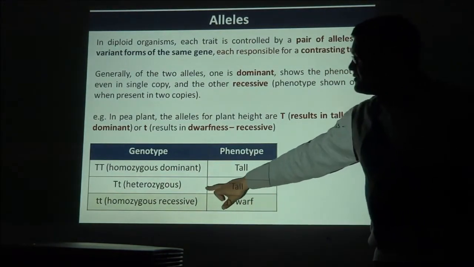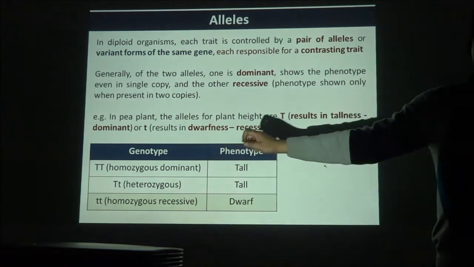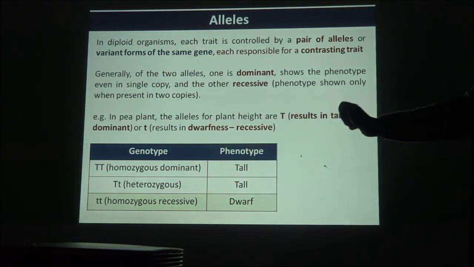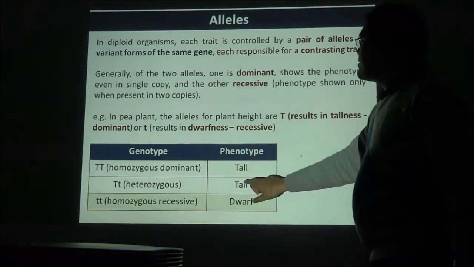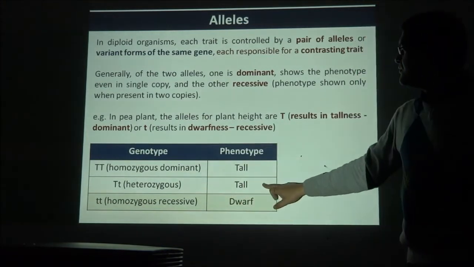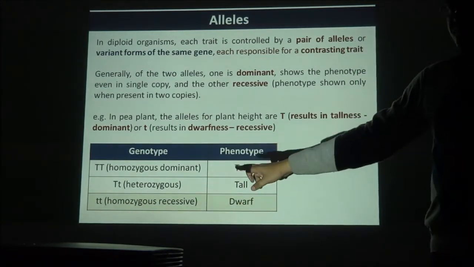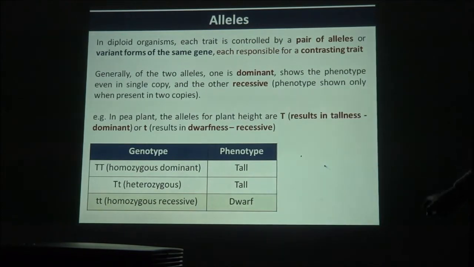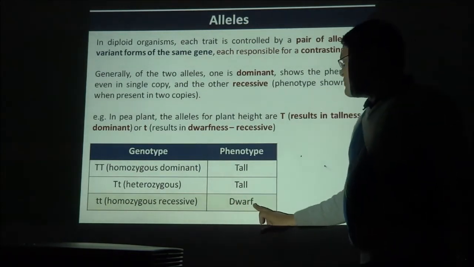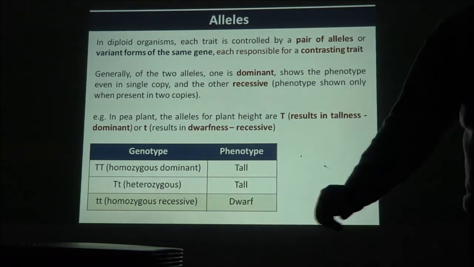This is the heterozygous individual, where one is the dominant allele and the other copy is the recessive allele, but still the phenotype is tall because one copy of the dominant allele is enough to give you the phenotype. And then you have small t small t together. This is homozygous recessive, and this results in dwarfness.